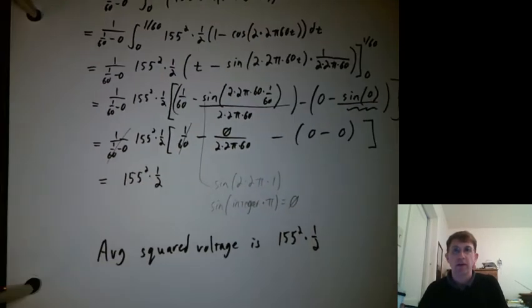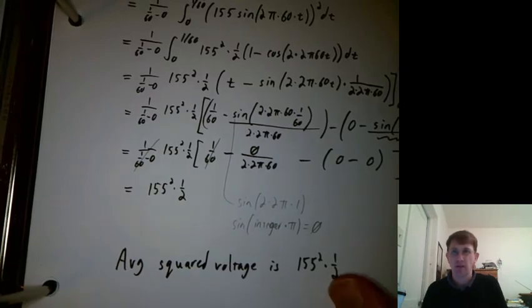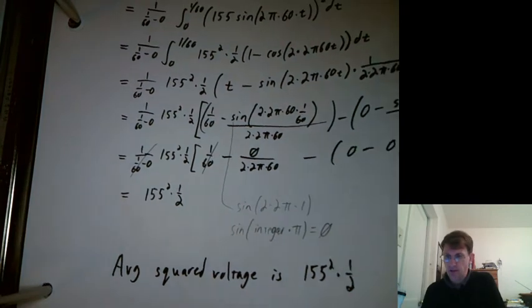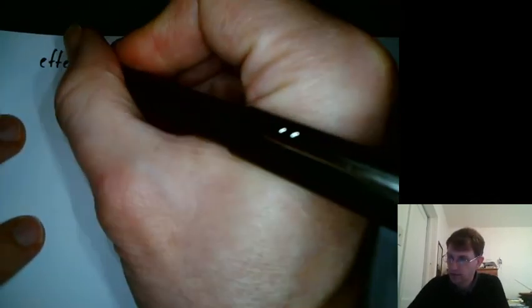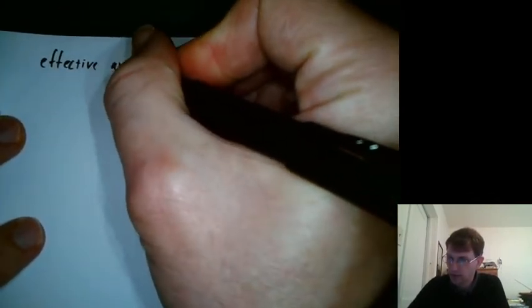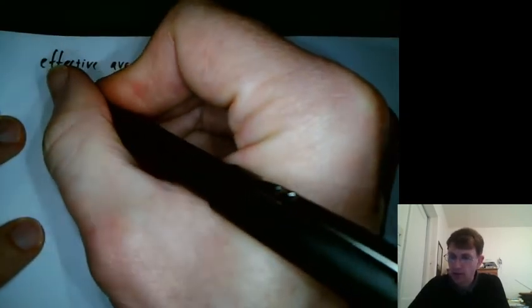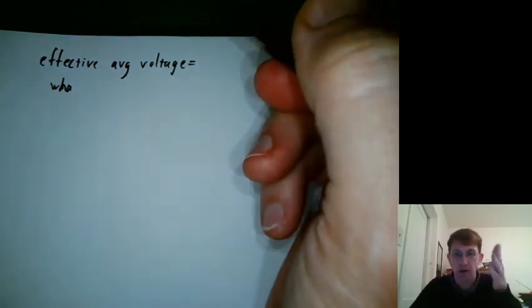So what does that tell us? Well, we don't usually think in units of square voltage, right? Let's see what we can do to fix that. I almost said rectify, but that's an electrical joke. Let's talk about what the effective average voltage is. It would be whatever constant voltage produces a power of 155 squared over 2 in this case.